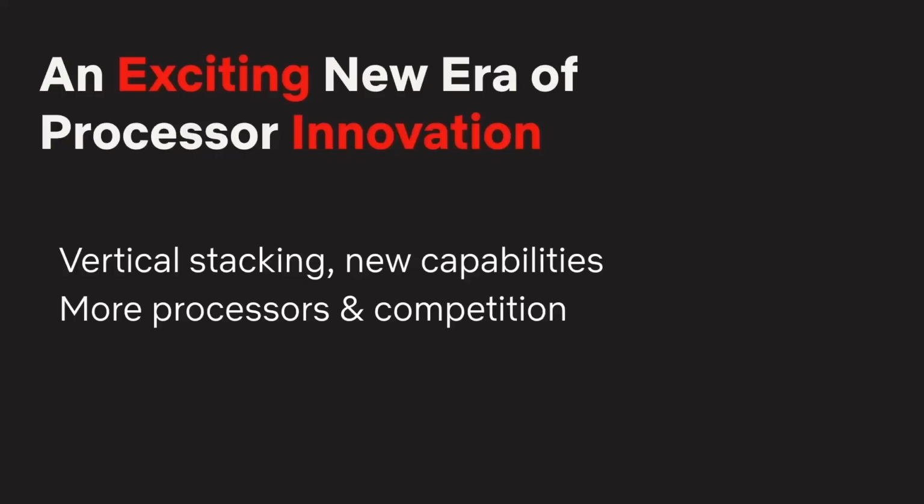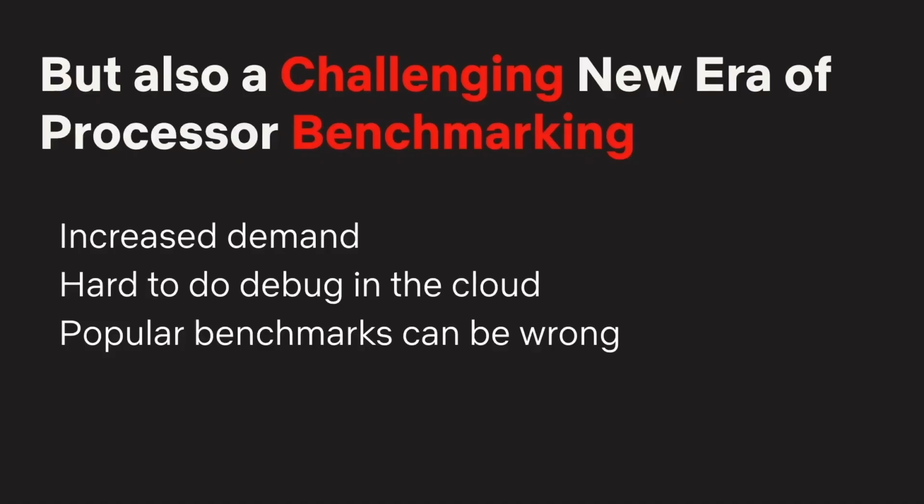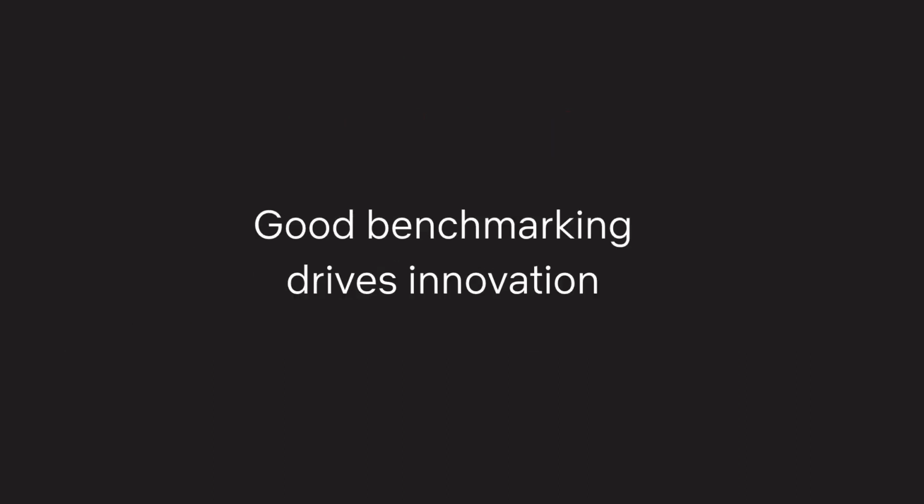It is an exciting new era of processor innovation. We have vertical stacking, new capabilities on die, and there's also more processors and processor competition, which I think is exciting and good for the industry. But it is also a very challenging new era of processor benchmarking, because there's increased demand for understanding the differences between these new processors and their new features. And as I said, it's very hard to debug in the cloud. And many of the popular benchmarks that we use can, and usually are, wrong or misleading for some reason. Good benchmarking rewards and drives innovation, and that helps everyone. I hope I've shared some advice to help you do some good benchmarking yourself.